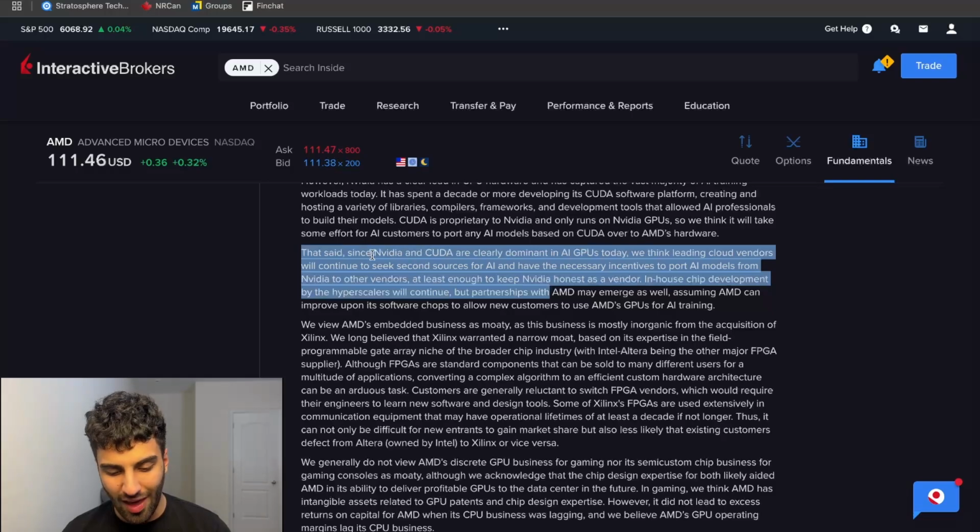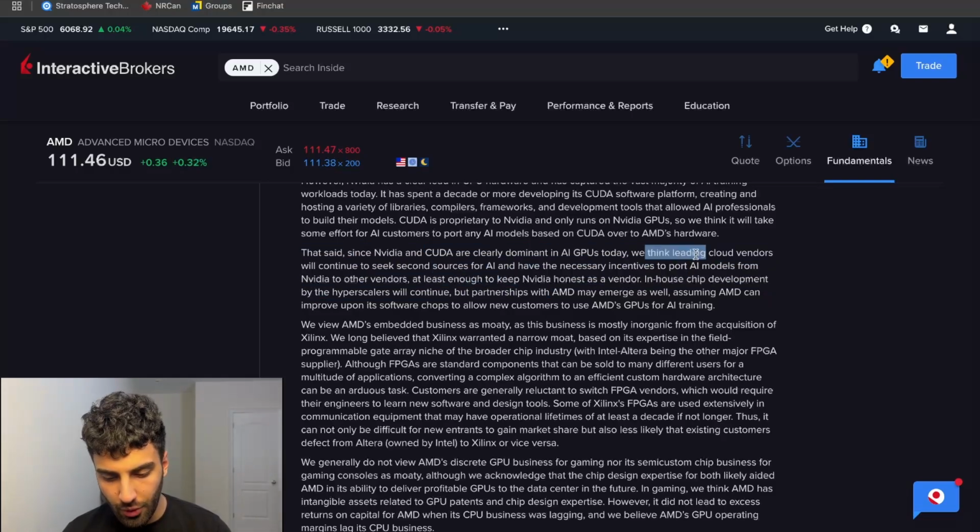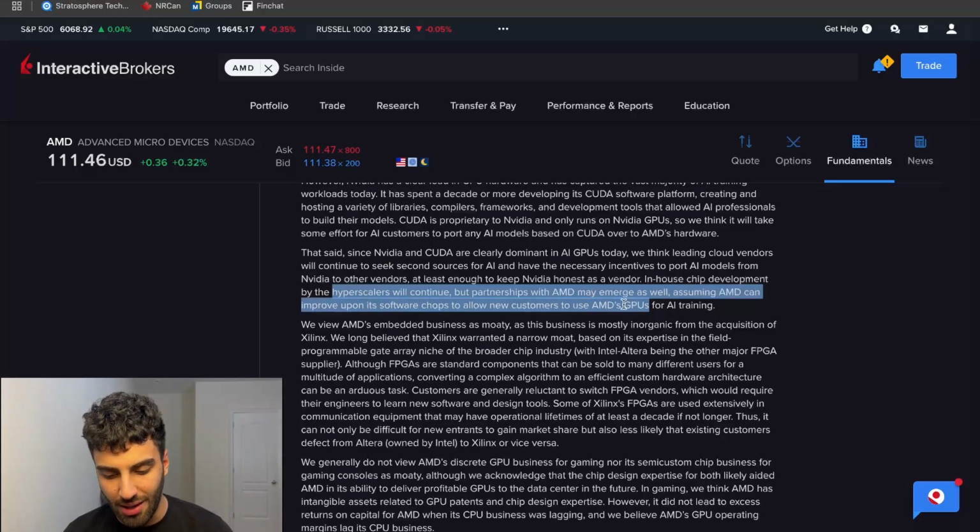They say, that said, since NVIDIA and CUDA are clearly dominant in GPUs and AI today, we think leading cloud vendors will continue to seek second sources for AI and have the necessary incentives to port AI models from NVIDIA to other vendors, at least enough to keep NVIDIA honest as a vendor. In-house chip development by hyperscalers will continue, but partnerships with AMD may emerge as well, assuming AMD can improve upon its software chops to allow new customers to use AMD's GPU for AI training, right?